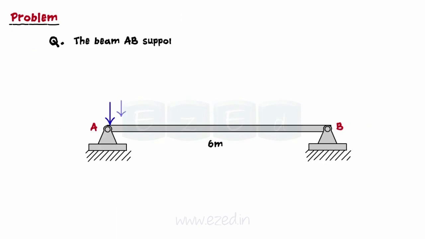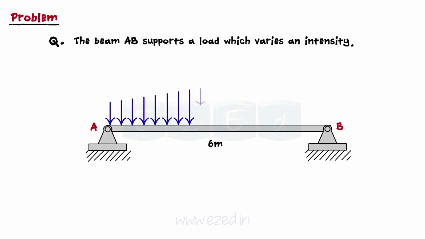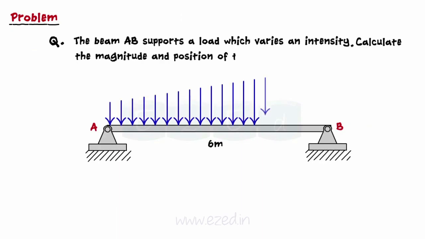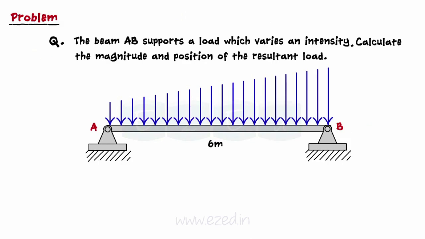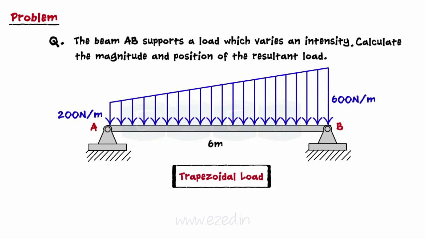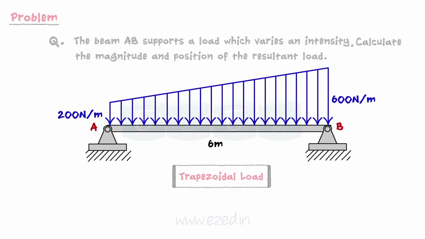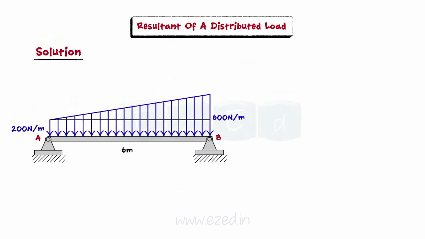Let us now take a look at how to find the resultant of a distributed load. The beam AB supports a load which varies in intensity. Calculate the magnitude and position of the resultant load. The loading pattern shown in this problem is a trapezoidal load. Hence, we will analyze it as follows. Firstly, we divide the loading into two parts: one, a rectangular loading on the bottom and a triangular loading on top of it.